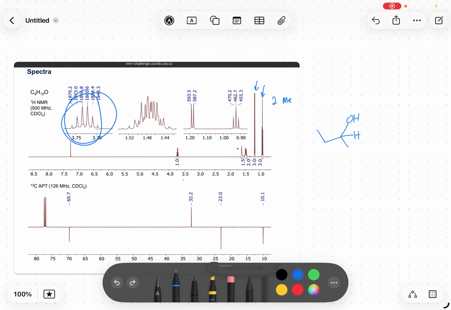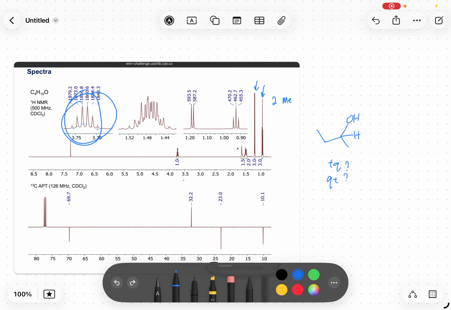But wouldn't we get a DT, wouldn't we get a TQ or QT in this case? Well, because the coupling constants of this hydrogen with these 3 protons and this hydrogen with these 2 protons are quite similar, so it resembles a quintet.